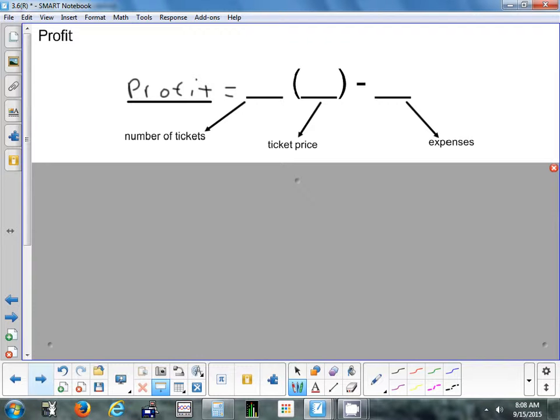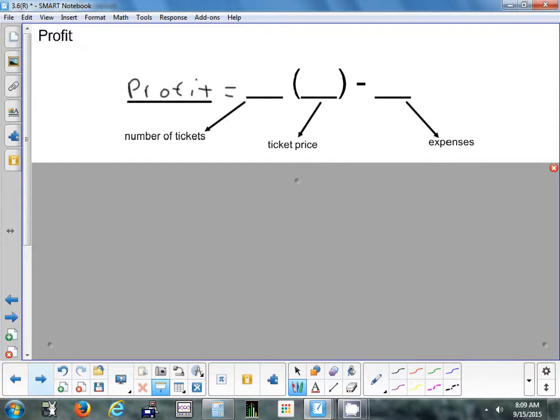All right, so the kind of problem we're going to do with profit basically has to do with selling tickets, whether it's tickets to a concert or whatever it happens to be. We're going to have a number of tickets we sell. We're going to have a ticket price, how much we pay for tickets. And then we're going to have what our expenses were. Okay, so the only thing we've got to do here is pick some letters.